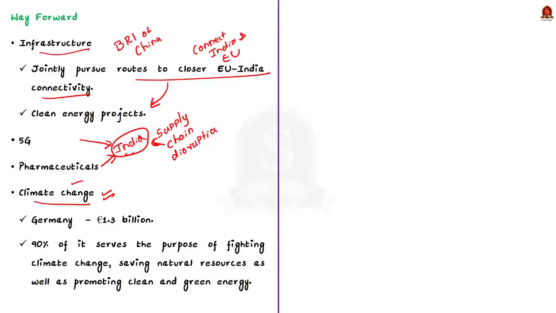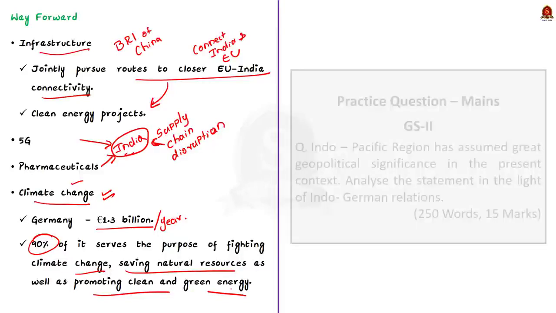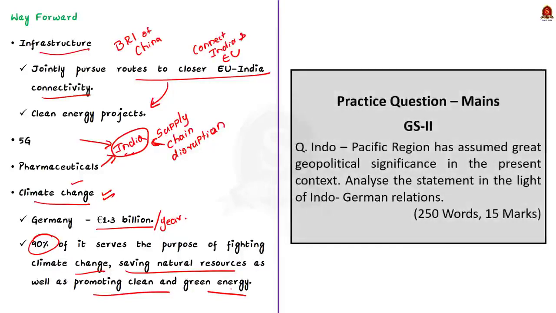Germany cooperates with India to the tune of 1.3 billion euros a year in development projects. Of the 1.3 billion euros, 90% of it serves the purpose of fighting climate change, saving natural resources and also promoting clean and green energy. Another crucial point to note is that what world leaders agreed upon in the COP26 in Glasgow, Germany and India are putting the discussion into practice.